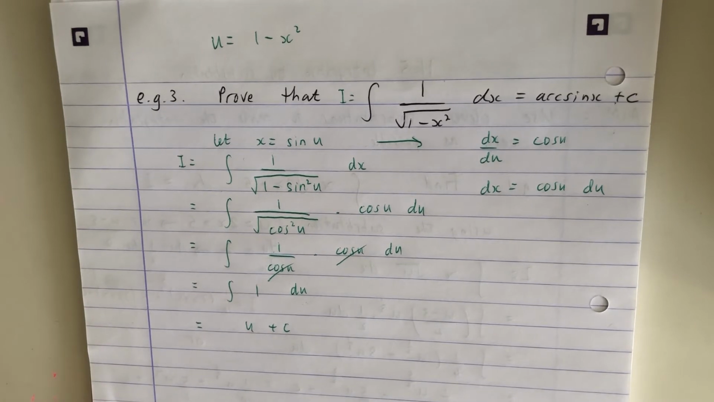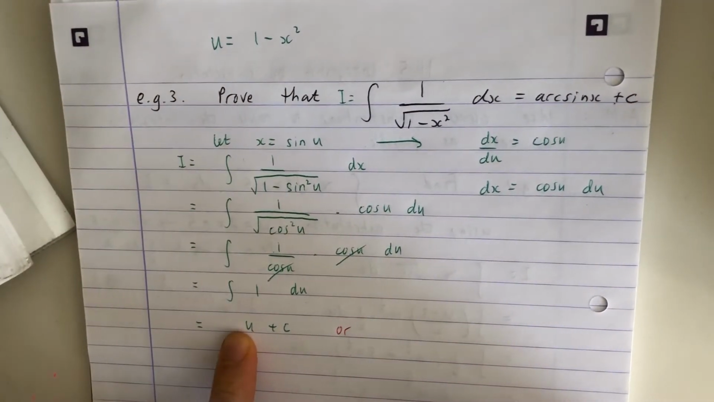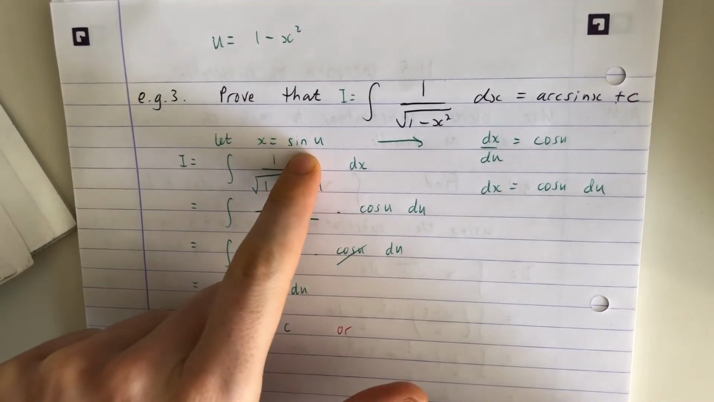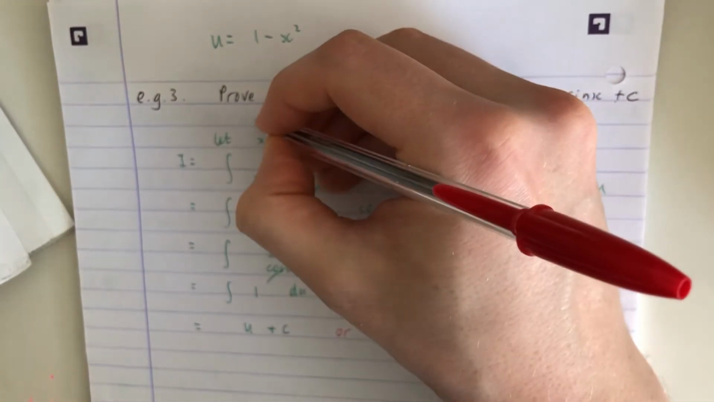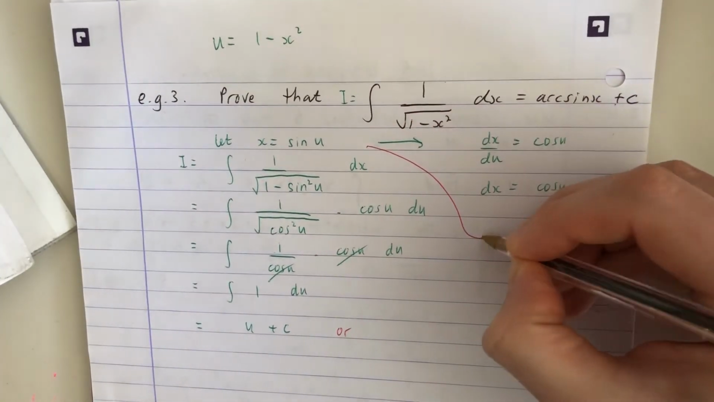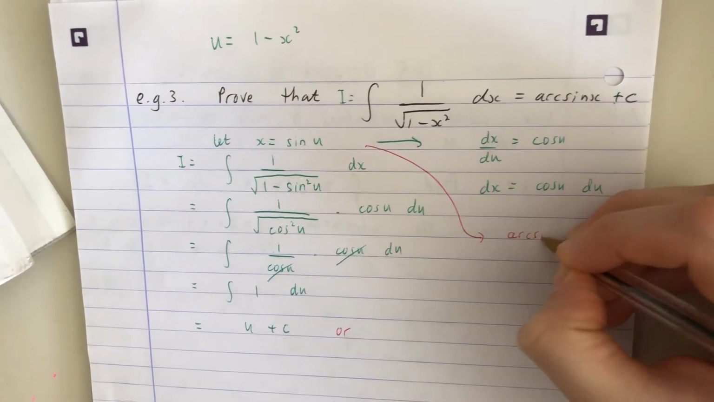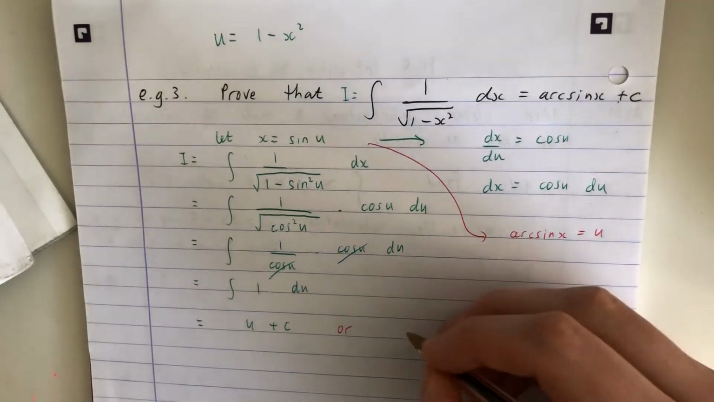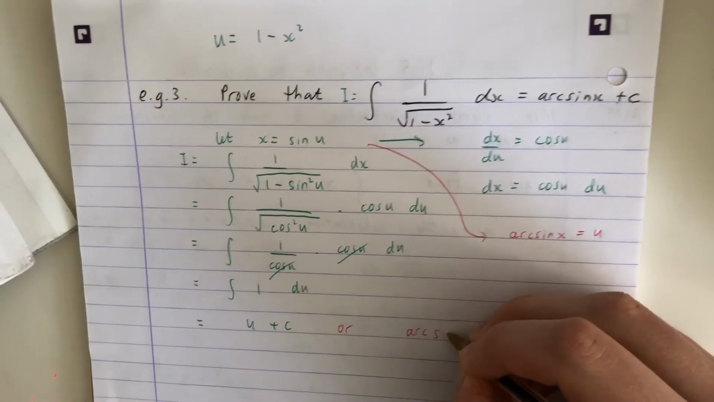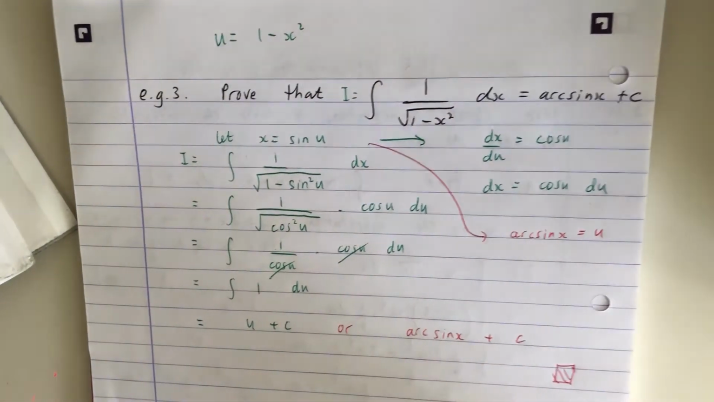But that isn't the answer to this question because it's a proof. So if you made u the subject in that original substitution, you'd have to do inverse sine, which is arc sine x equals u, and replace that in there. You get arc sine x plus c, end of proof. There's the proof square.